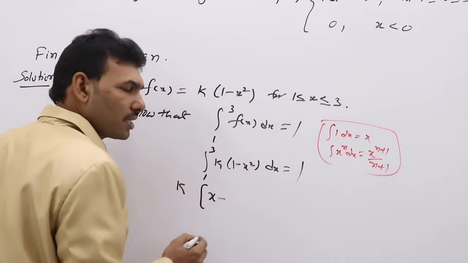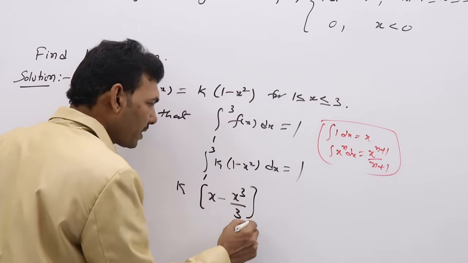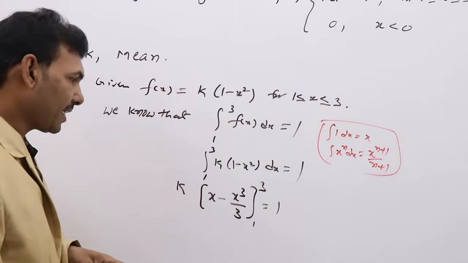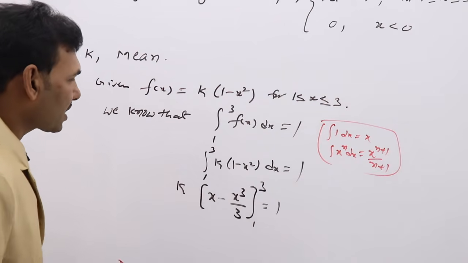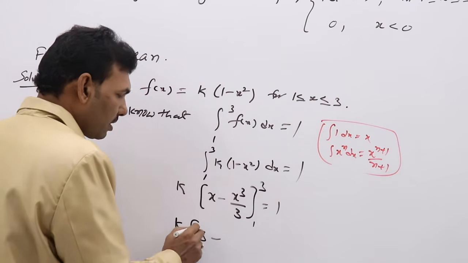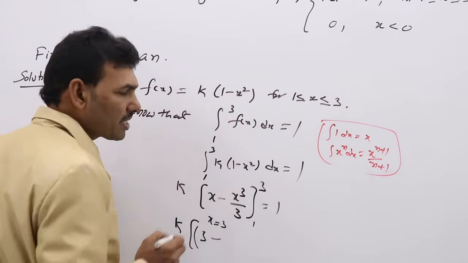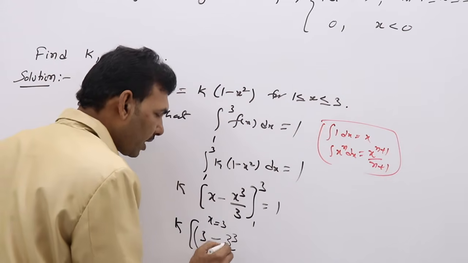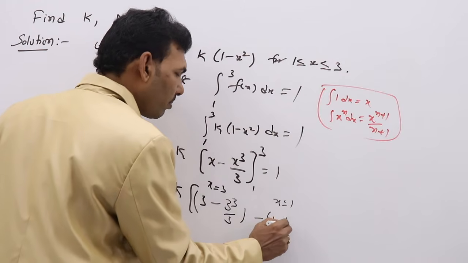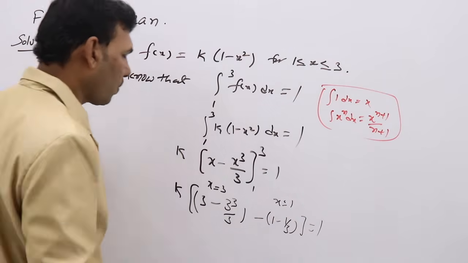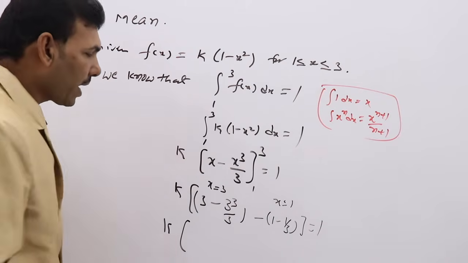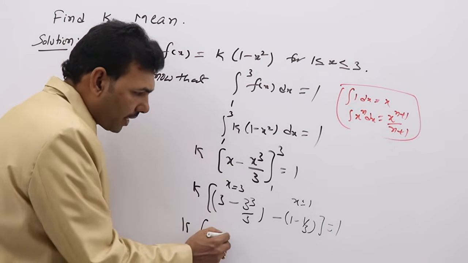Integral 1 dx is x, integral x square is x cube by 3, from 1 to 3. Now write in the place of x, 3 first, next 1. If you write in the place of x 3, what will you get? K into 3 minus, for x equal to 3, 3 cube by 3, minus, write in the place of x 1, 1 minus 1 by 3, equal to 1. So k into 3 minus 3 cube by 3, 3 square, 3 minus 9, 3 square is 9, right? 3 minus 9 minus 3.